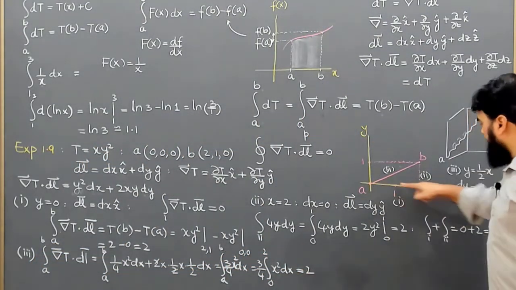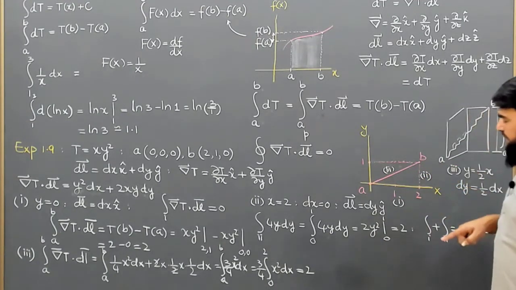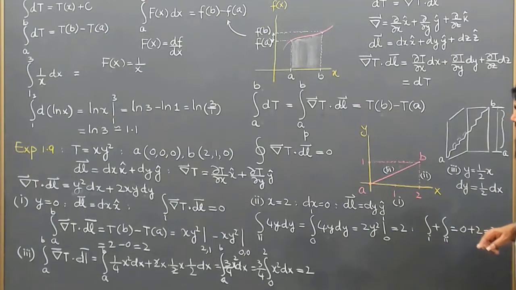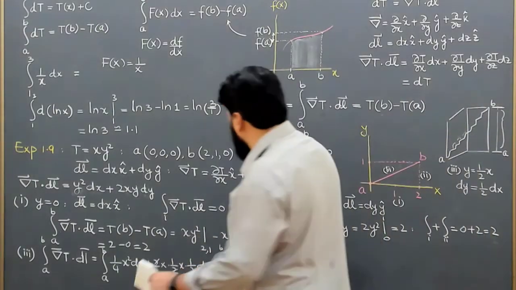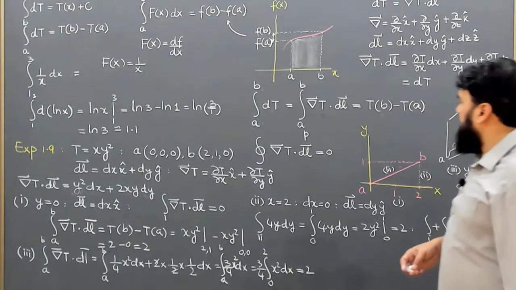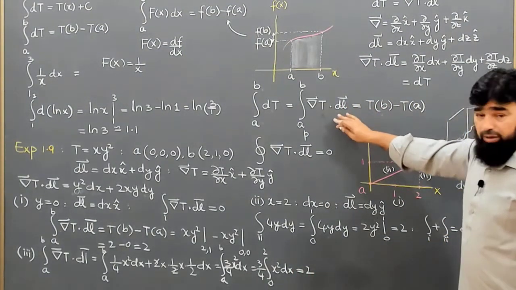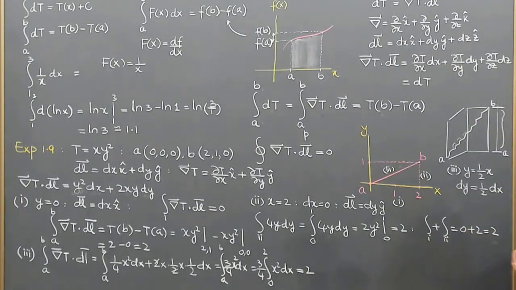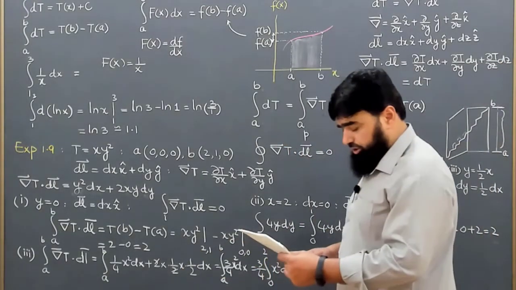It means whatever path you follow, the result will come out to be the same. So corollary 1 here is then verified, that this integral is independent of the path here. And this is the fundamental theorem for gradients.